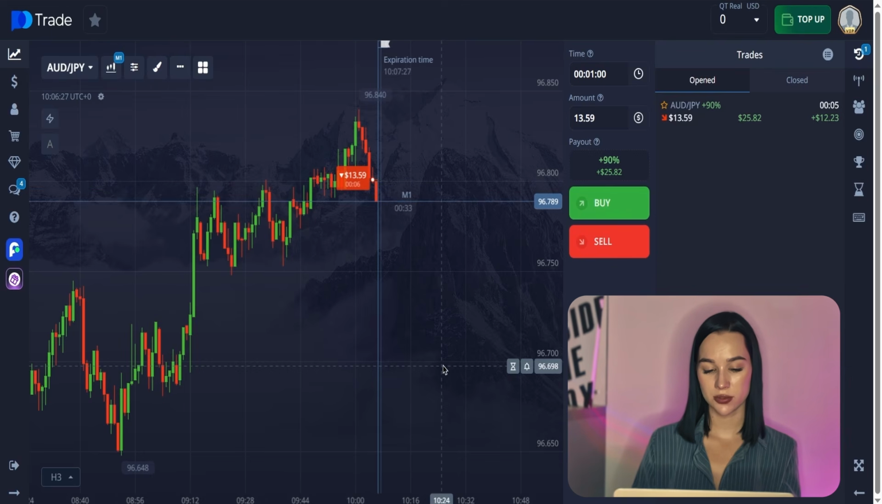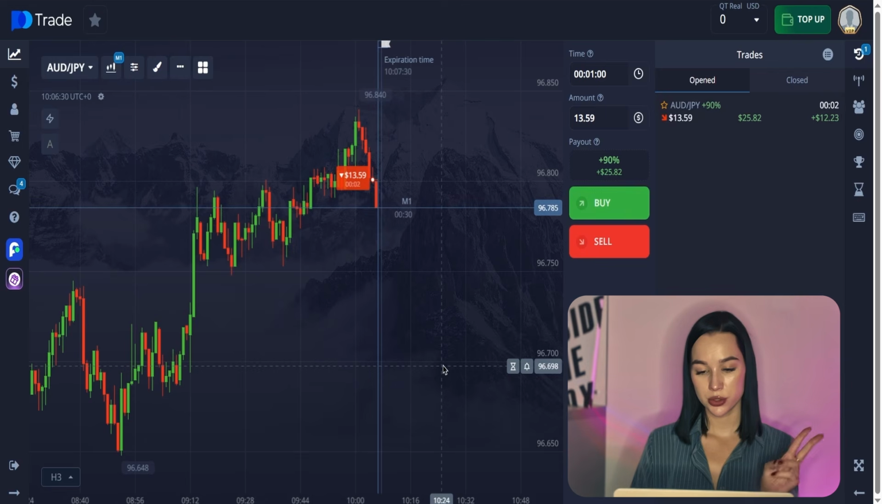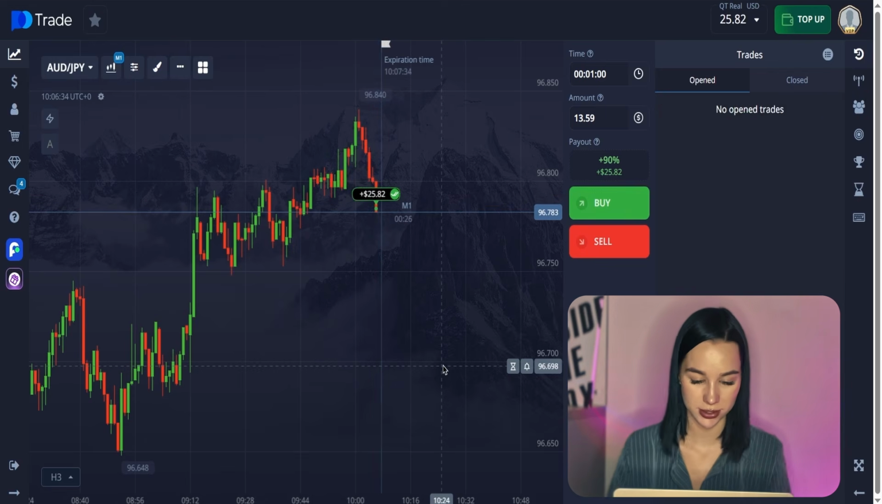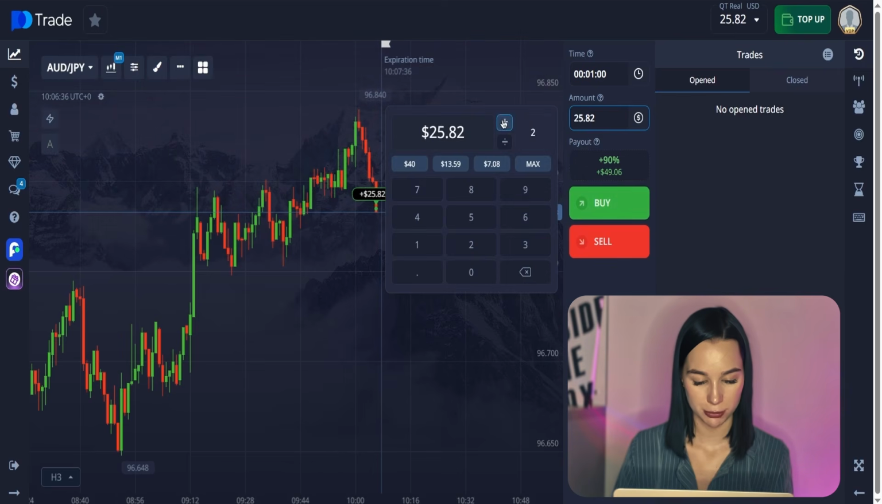And we have just a few seconds till the end. So it's 3, 2, 1, and we close the trade in the plus. Okay, perfect. We have $25 already. Let's change our amount of money per trade.